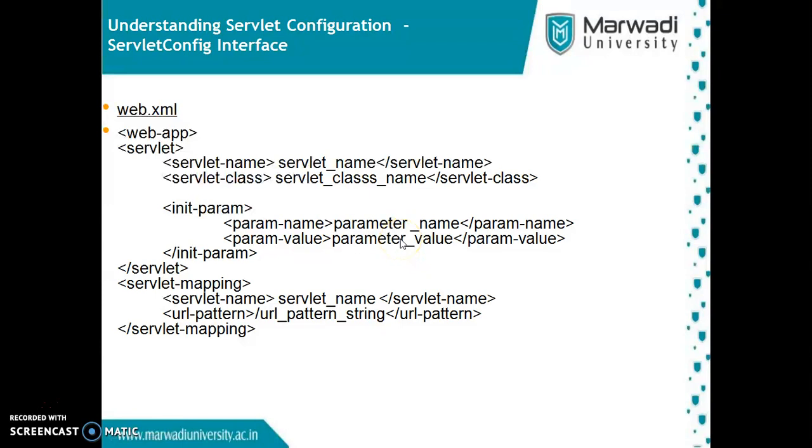Let's say you have more than one initializing parameter. You can have two entries: param-name for the first parameter, param-value for the first parameter value, param-name for the second parameter name, and param-value for the second parameter value. Likewise, you can provide the configuration for an individual servlet. This is scoped to the servlet only, so it has to be enclosed inside the servlet element.